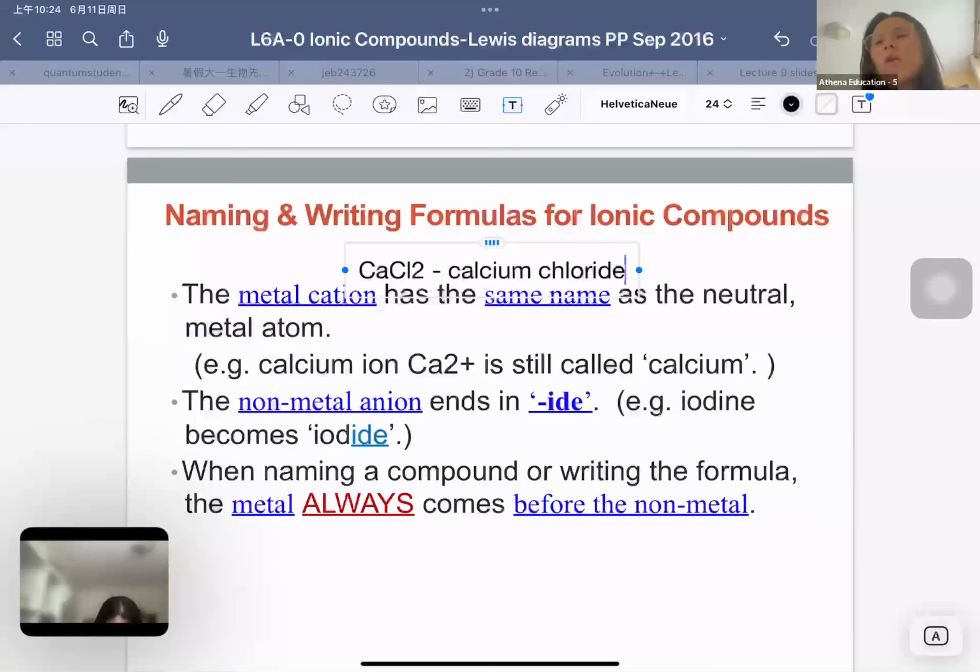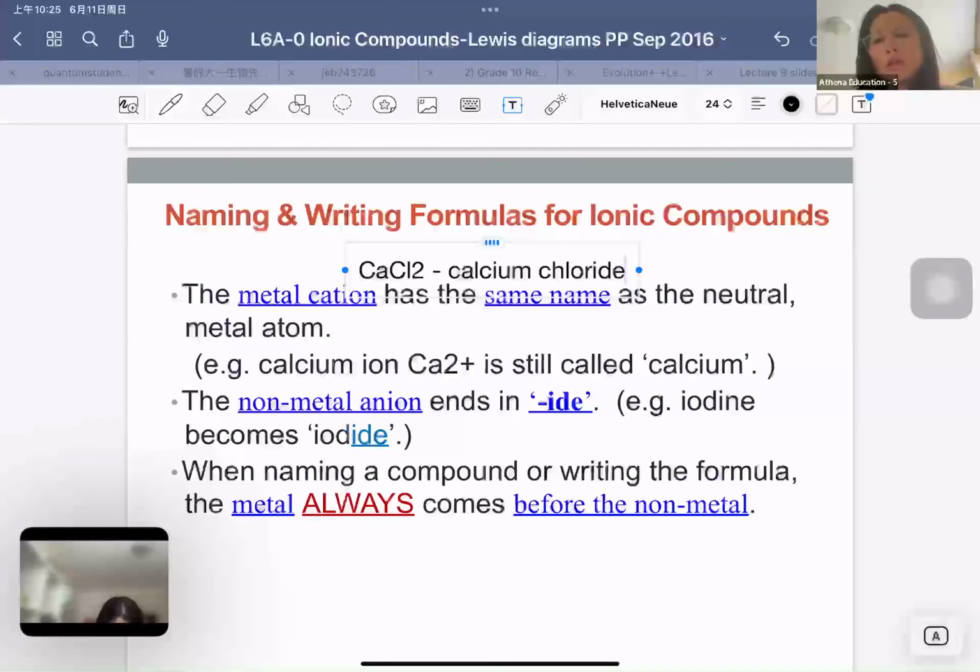All right, so metals always go in the front. So it's the same order for the formula and the name. If you see the metal in the front, the name goes in the front, and whatever you see at the bottom follows. So metal is always before non-metals. We always write the cation first and then the anion associated with it.